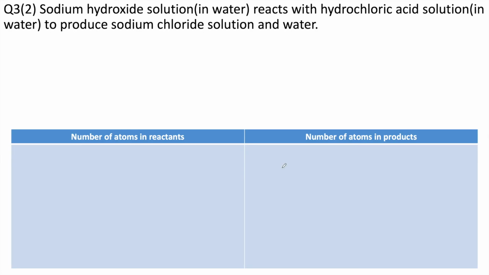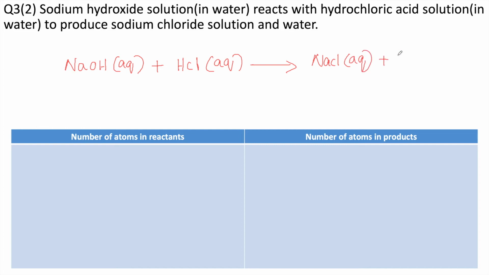Next question. Sodium hydroxide solution reacts with hydrochloric acid solution to produce sodium chloride solution and water. So we can write the equation like sodium hydroxide, that is NaOH, and it's a solution in water, means physical state is aqueous. Okay, and it reacts with hydrochloric acid, again it's in solution, so again aqueous, to produce sodium chloride solution, NaCl, again it's aqueous, plus water. Water we know that it's a liquid. Okay, so this is the chemical equation.